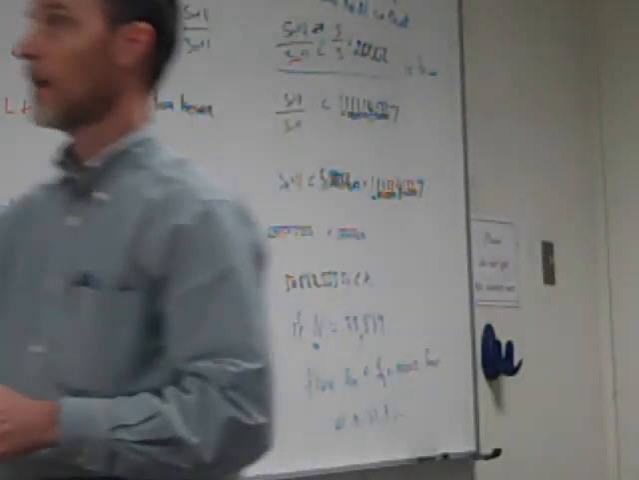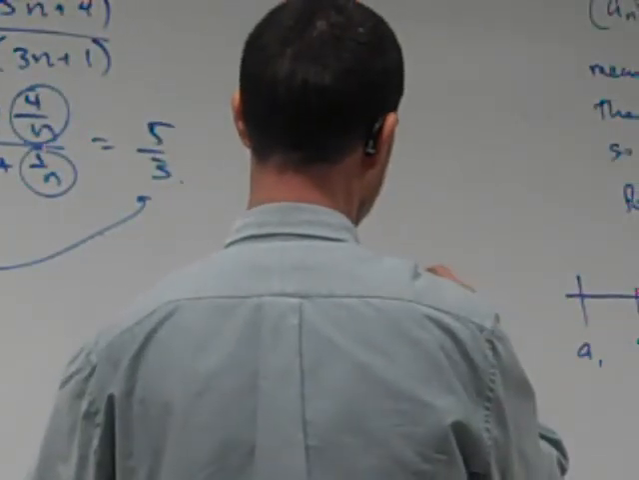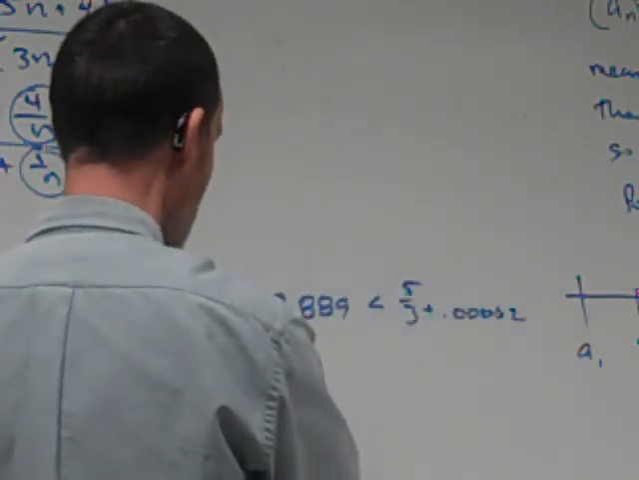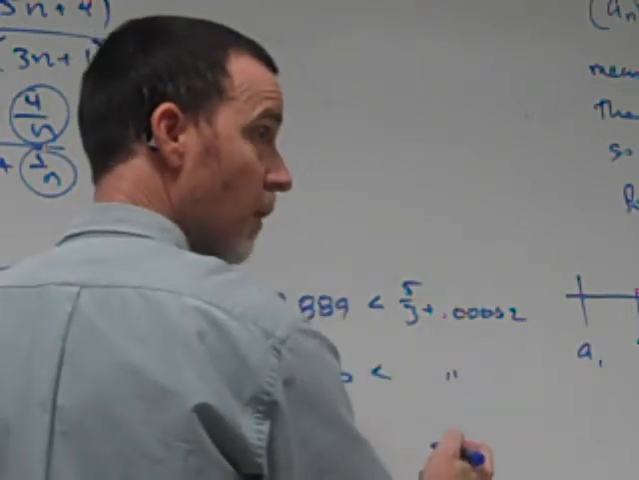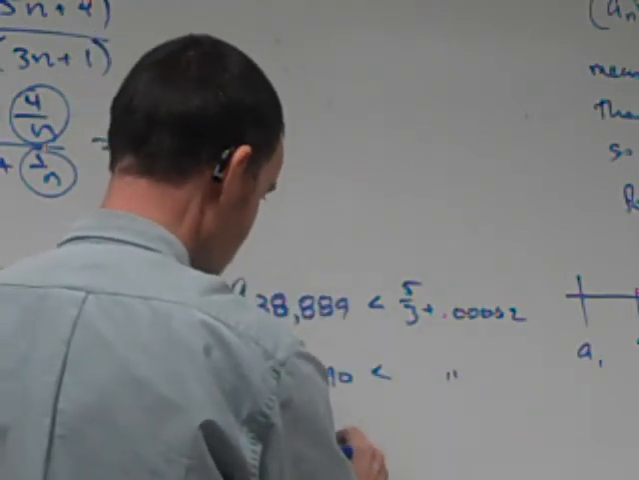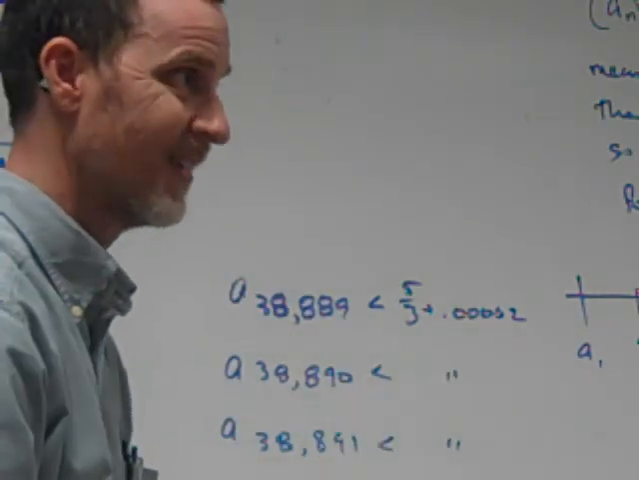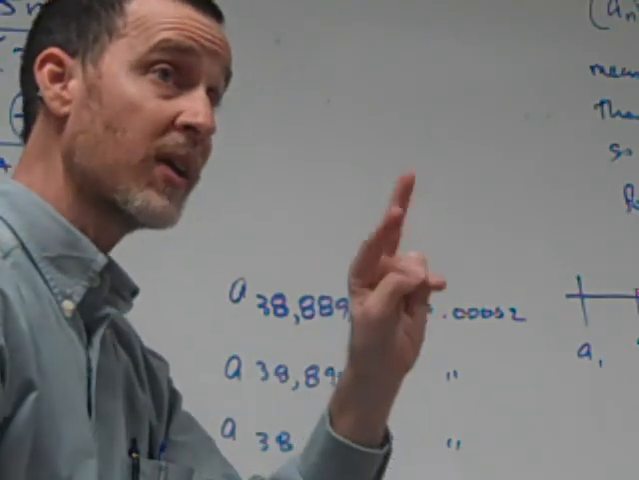So what I can say now is that a sub 38,889 is less than 5/3 plus 0.00002, but also, right? Remember, in this case, they're decreasing, right? So once you get inside there, you're always in there. There's really two more things to prove here. There's really two more things to do.